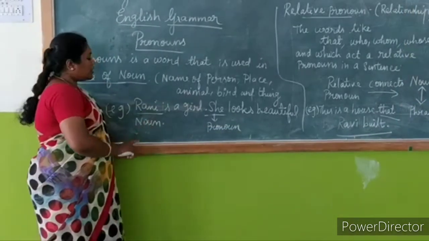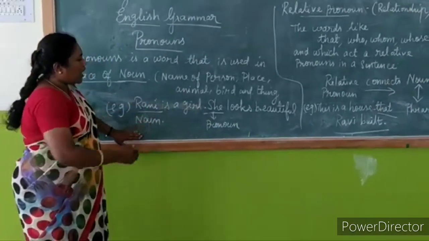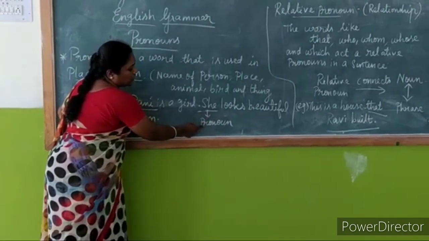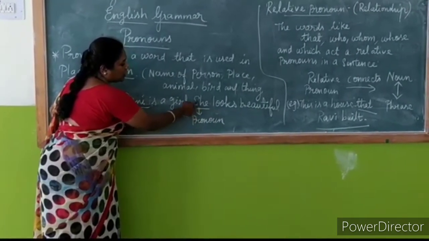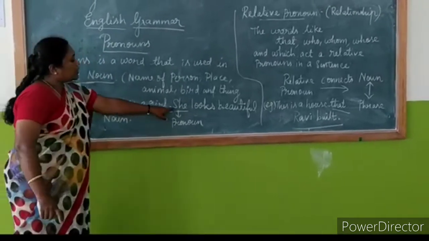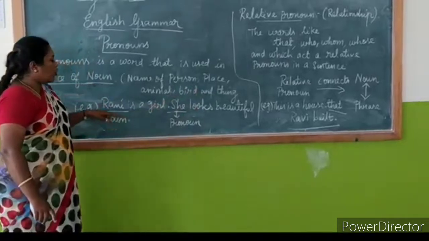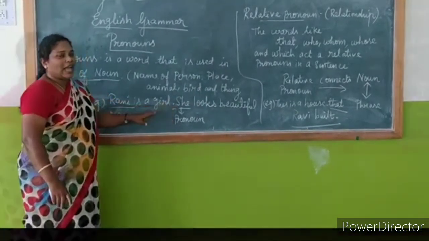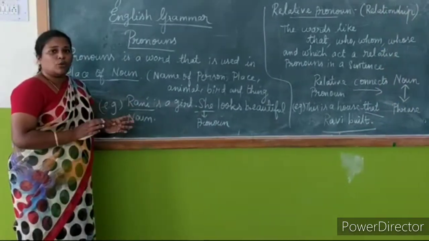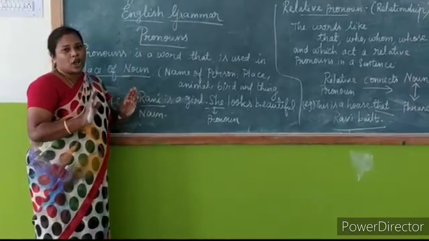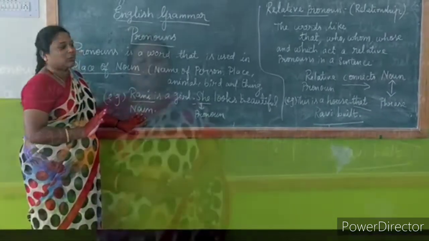She looks beautiful. So Rani is a noun. I am using a pronoun for Rani as she. See, she is the pronoun here. I am just representing Rani as she, and she looks beautiful. So what is the pronoun in this sentence? She is the pronoun. Like that, whenever we use a noun in the second place, we explain the noun with the pronoun only, children. Be clear about this.